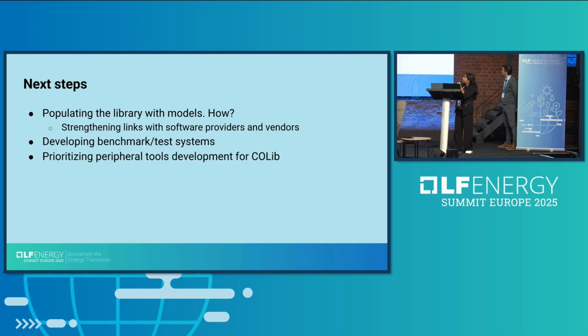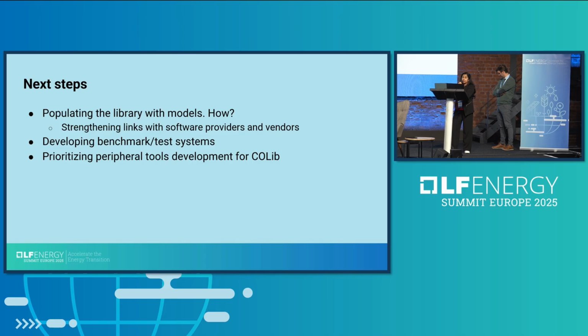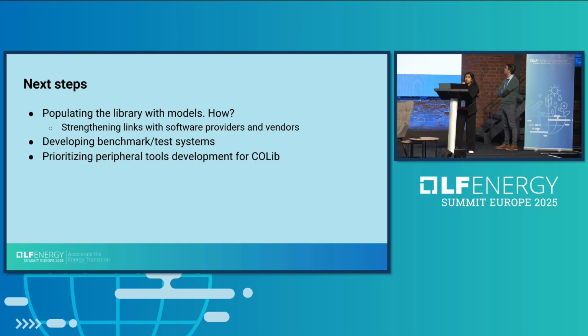The next step we are looking forward to is populating the library with models. Now we need to discuss in depth how we are going to do it. After the discussion yesterday, we really feel we need more discussions like this to strengthen the links with the software providers as well as the vendors, and to develop the benchmark test systems and prioritize the tools development for COLib. So that's the next step that we have planned.